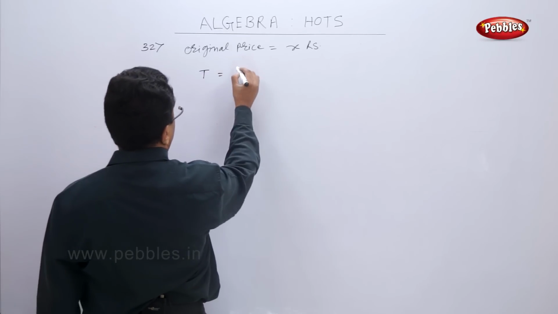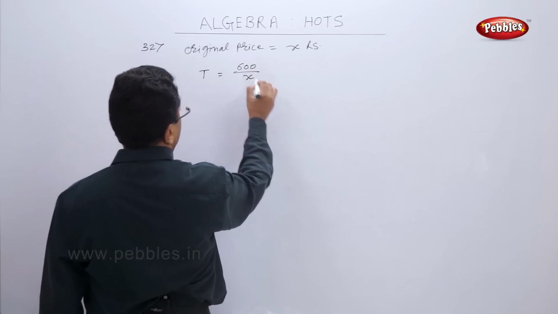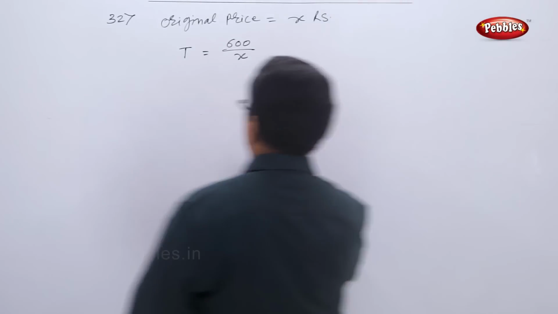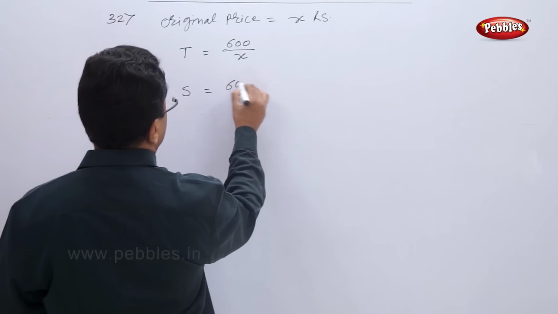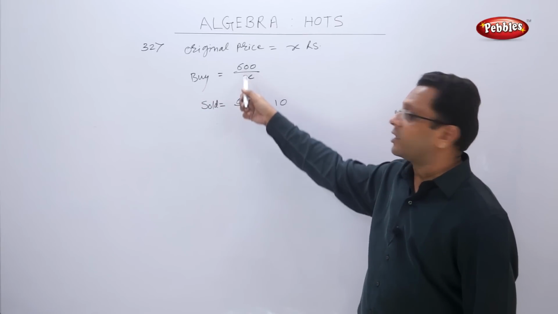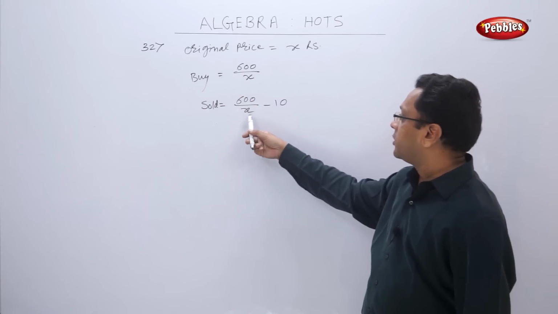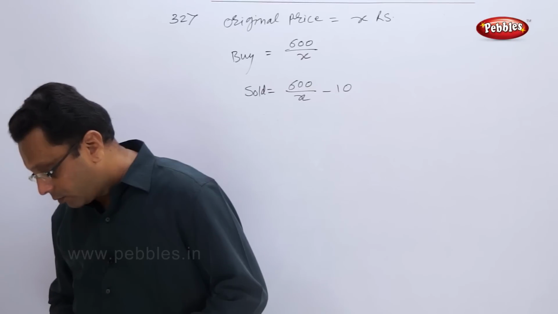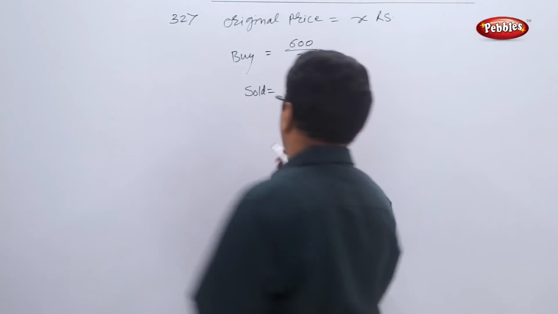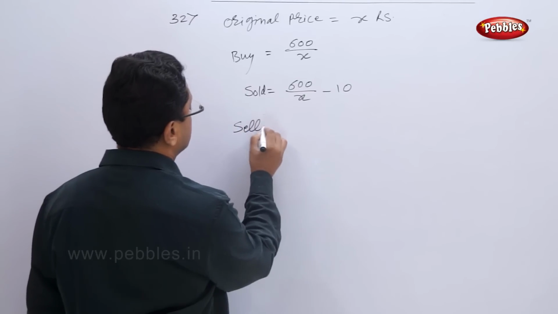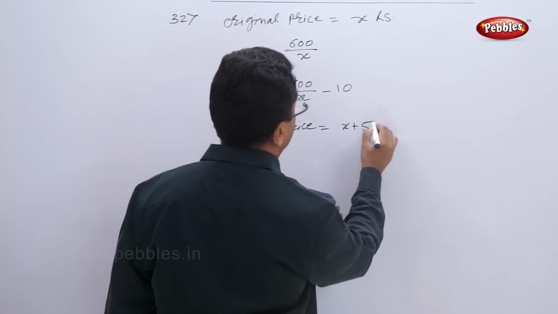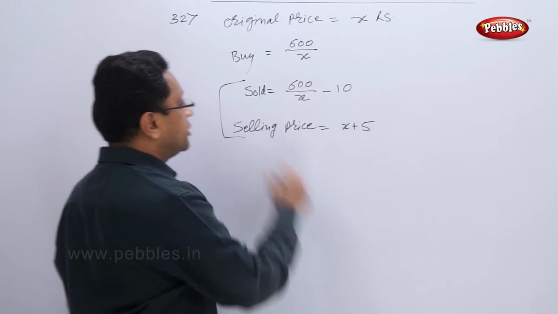Total number of items he bought is 600 upon x. Now he kept 10 items for himself and he sold 600 upon x minus 10. He bought 600 by x and he sold 600 by x minus 10 items. Now he sold each for a profit of 5 rupees, that means the selling price is x plus 5. So we are interested in these two values now.